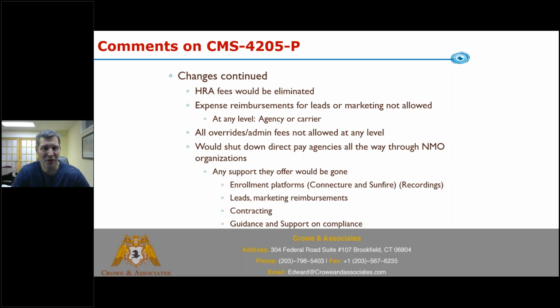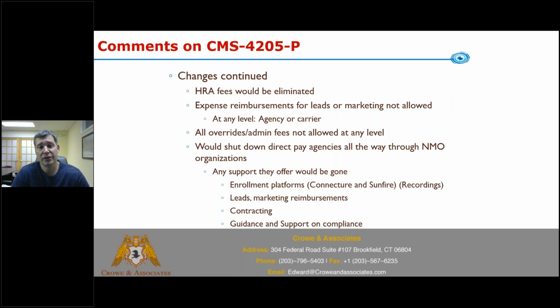that rely on overrides where their agents are getting paid direct and the full commission, it would essentially eliminate our revenue. So with that would go any support that is offered, and it just depends on what you get out of your upline. So enrollment platforms such as Connector and Sunfire, those are paid for by the uplines. They have a substantial expense. Those would go away because there wouldn't be the uplines there any longer to pay for them.